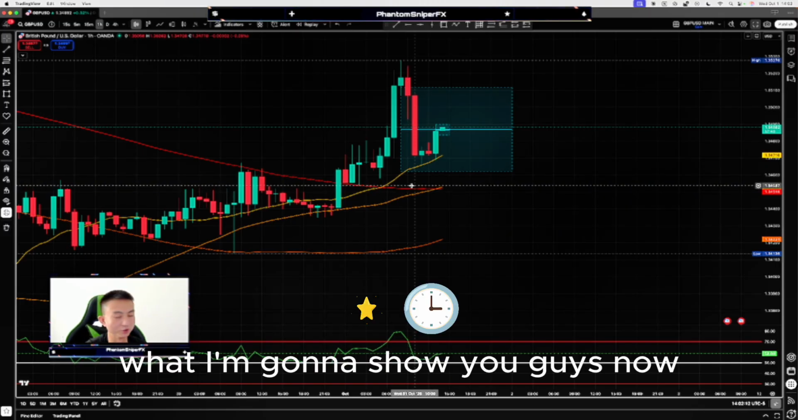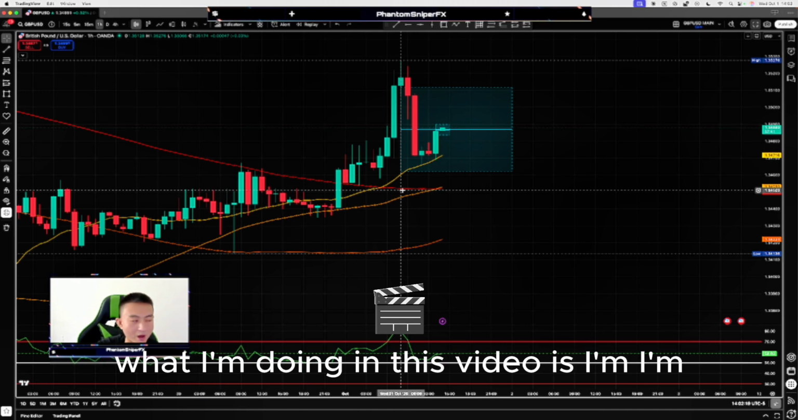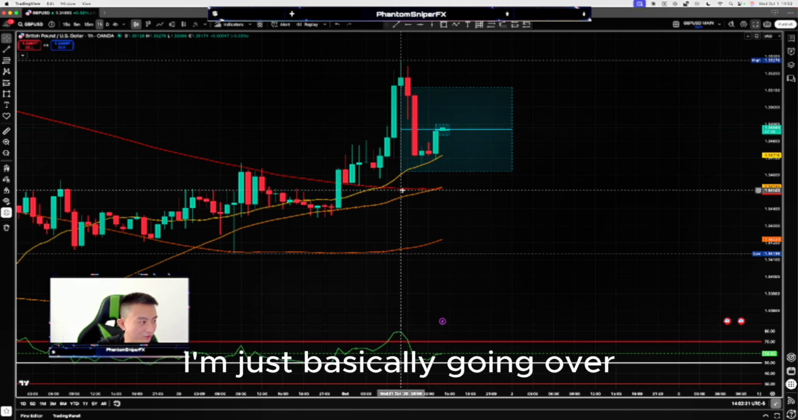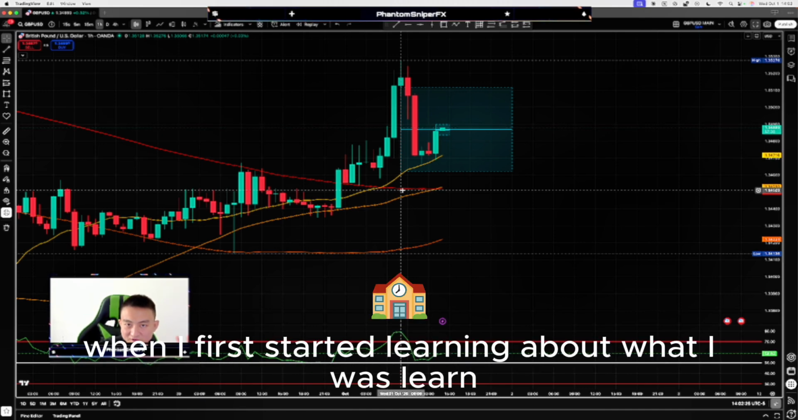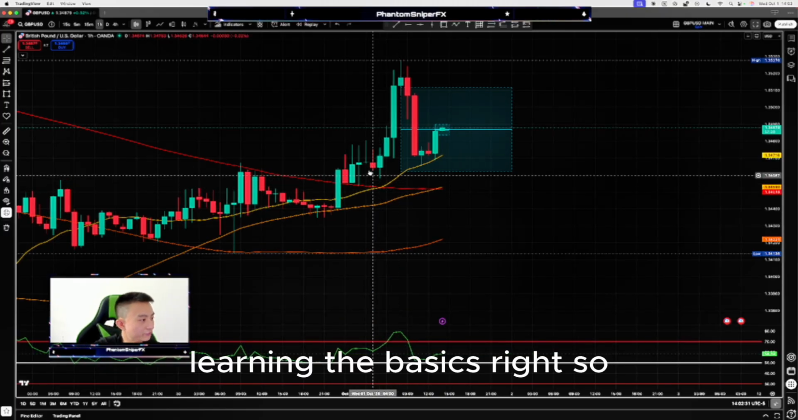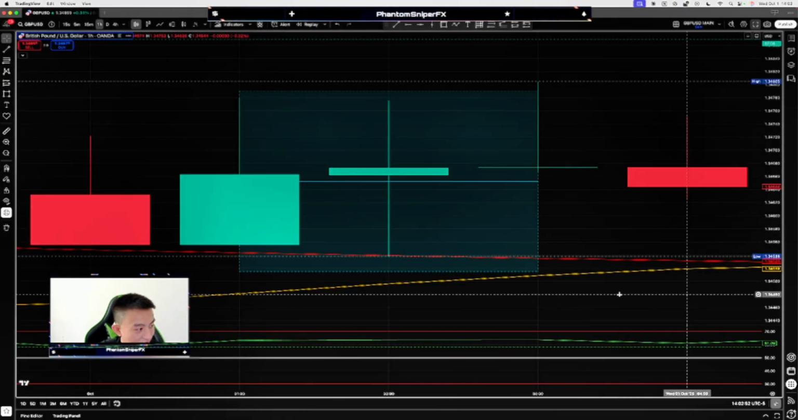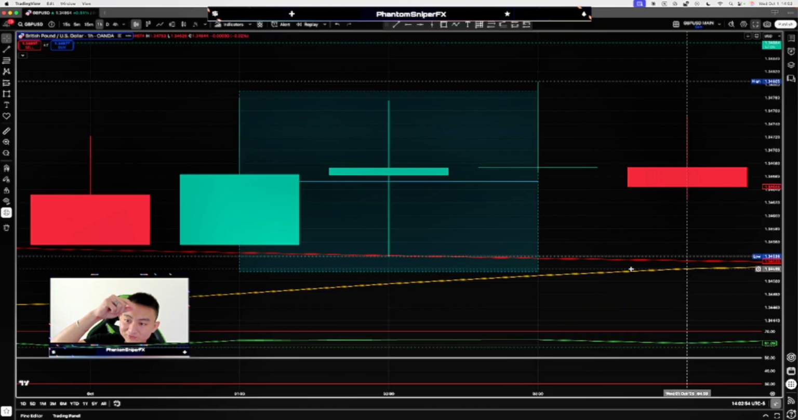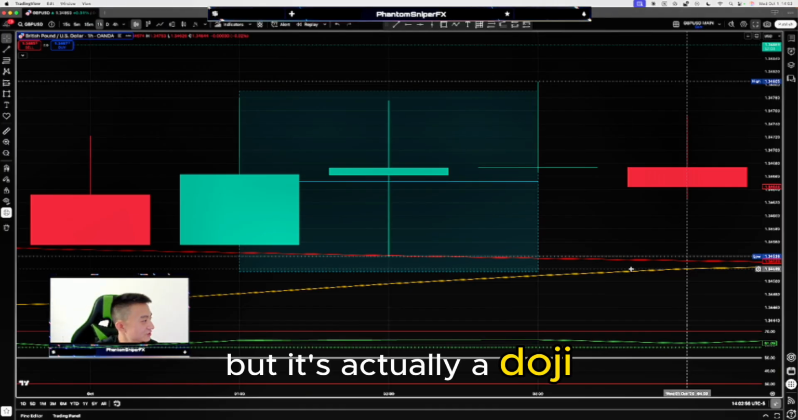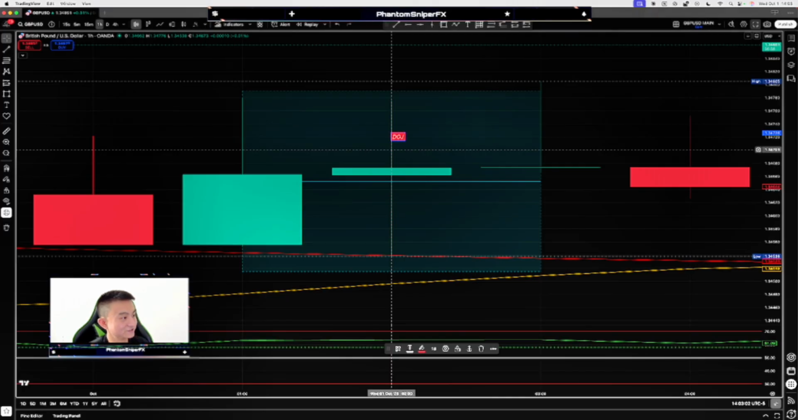Alright. What I'm going to show you guys now is called a doji candlestick. What I'm doing in this video is basically going over what I tried to remember when I first started learning the basics, right? So this guy right here, see his value right here? It's one of those spinning tops, right? But it's actually a doji. So we're going to label this. Okay, this is the doji.